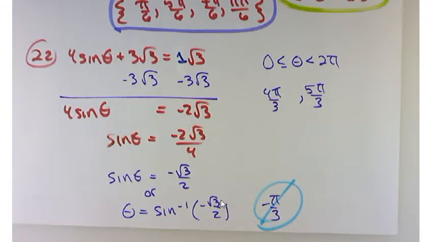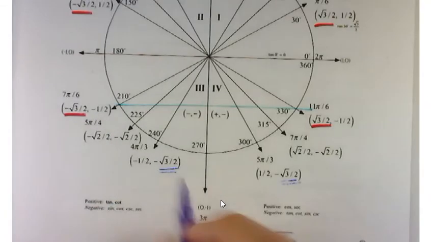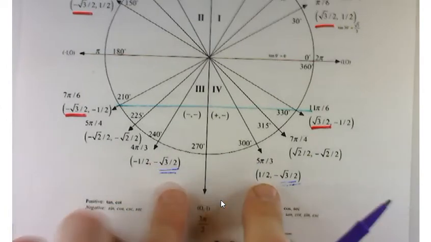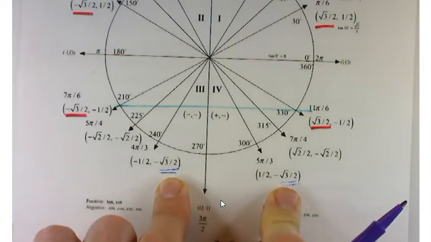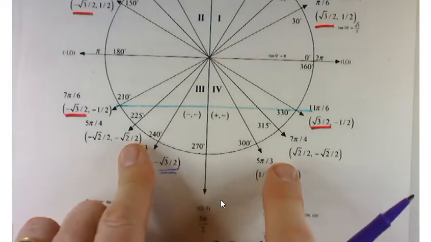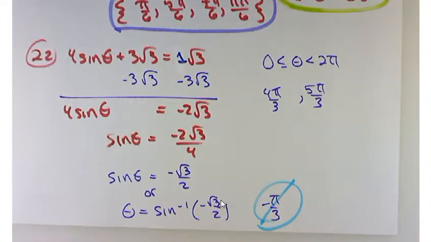And you can see both of those on your unit circle. They're ones down here with a y-coordinate of negative root 3 over 2. So 4 pi over 3 and 5 pi over 3. Doing all right on these first few? So, yes? Okay.